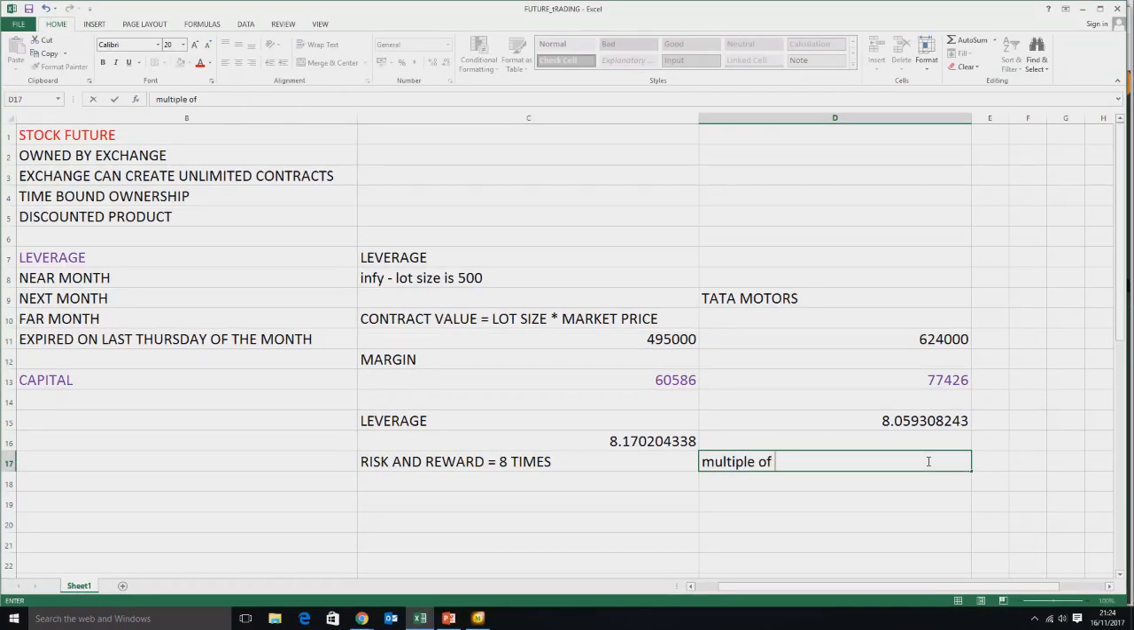times, right? Means if Tata Motors moves 5 points up, I'll get 7,500 plus, and if it moves 5 points down, I'll get minus 7,500, right? So this is a typical calculation for the future contracts, whether you're going to buy or sell, and what is the leverage and how should you control your risk and reward.